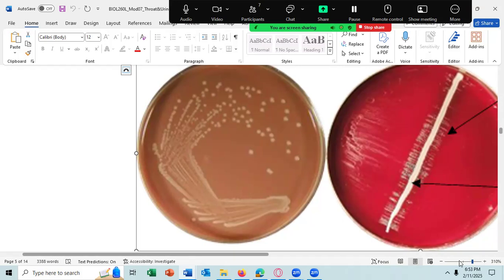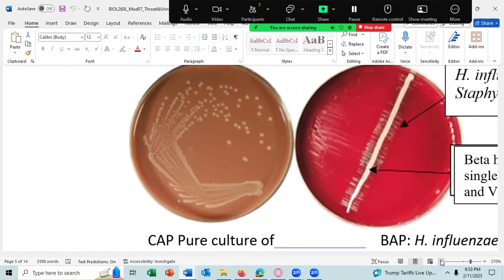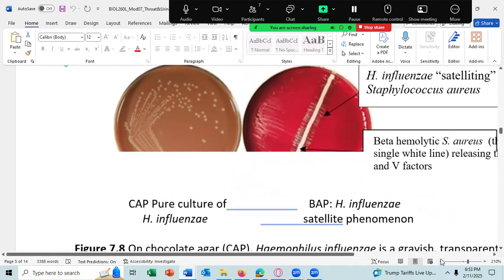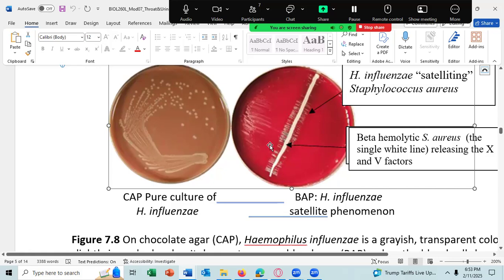Any question about any of that? Showing you the blood agar is supplying the nutrients that Haemophilus influenzae needs. It's just that the Haemophilus influenzae cannot get it from the blood cell unless the blood cells are lysed. And Staphylococcus aureus is lysing the blood cells.